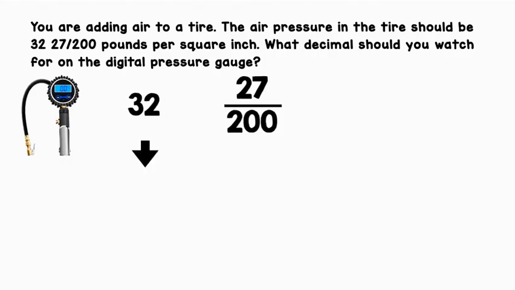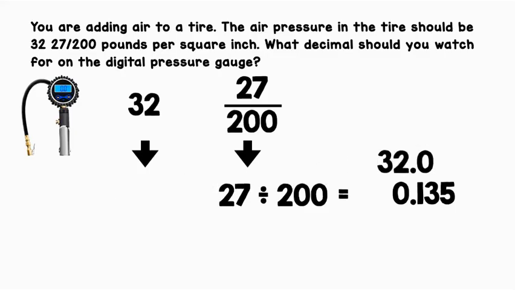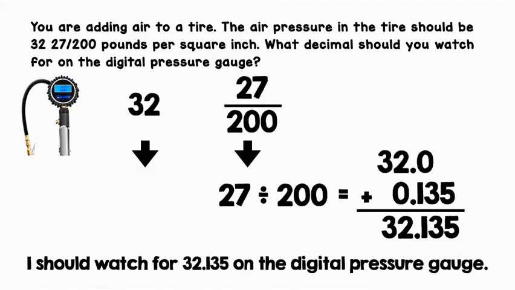So let's take 32, and since that's a whole number, that will be to the left of the decimal. We will rewrite that as 32.0. To convert 27/200 to a decimal, we will rewrite that as 27 divided by 200, which will give us 0.135. Let's combine these two parts. 32.0 plus 0.135 equals 32.135. I should watch for 32.135 on the digital pressure gauge.